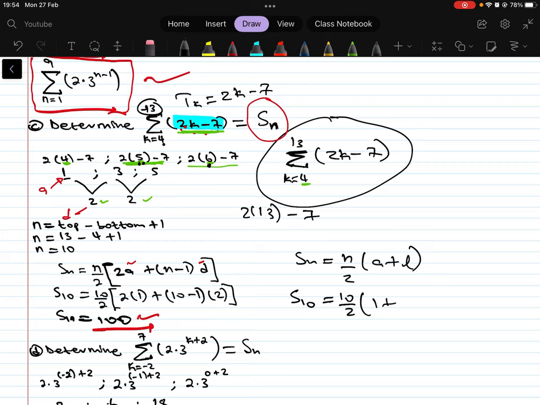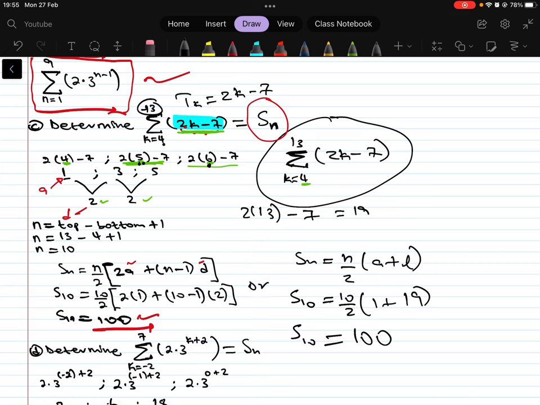Let me just quickly do that and see how much I'm getting. 2 times 13 minus 7, I get 19. So 19 there. Okay, now just punching everything on the calculator. I have 20 in the brackets, and it still gives me 100.